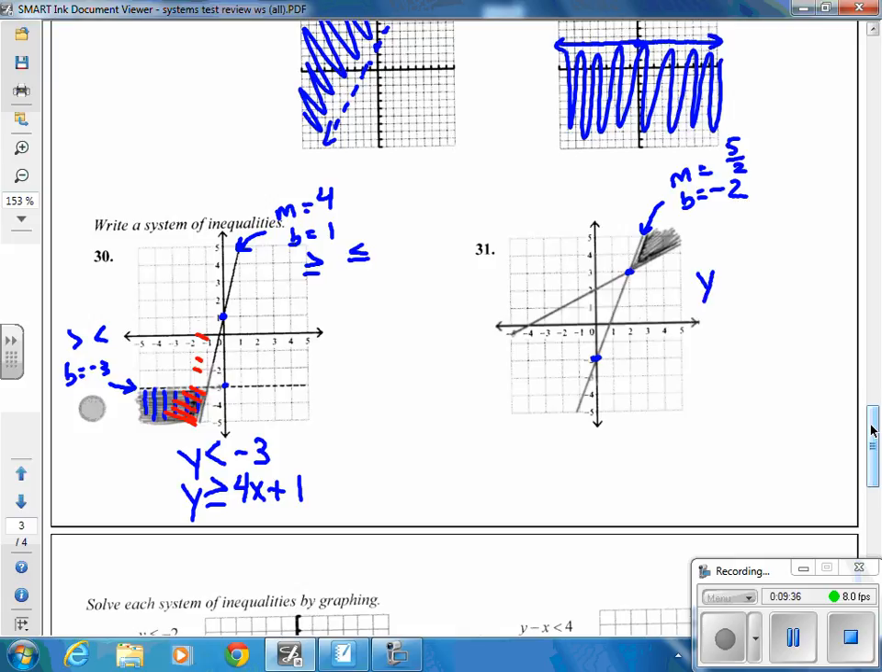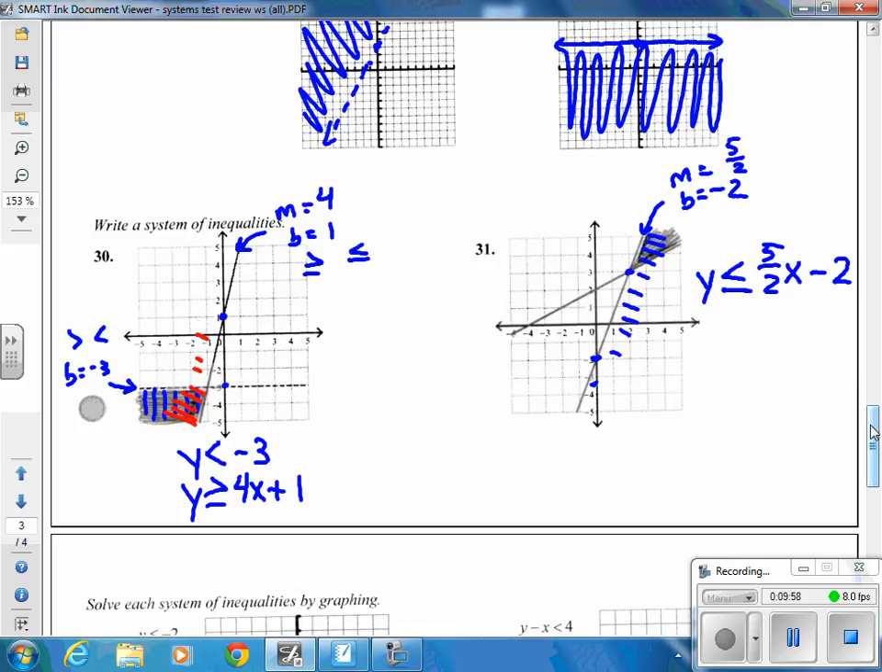So I'm going to have y, I'm going to skip a spot for my sign, and then I'm going to have 5/2 x minus 2. Now to figure out my sign, it's solid, so I know I'm going to need a piece of the equal bar. But the question is, is it going to be less than or equal to or greater than or equal to? If you look at this line, the shading occurs underneath it. So that would make it less than or equal to.